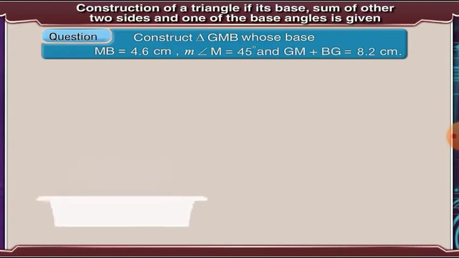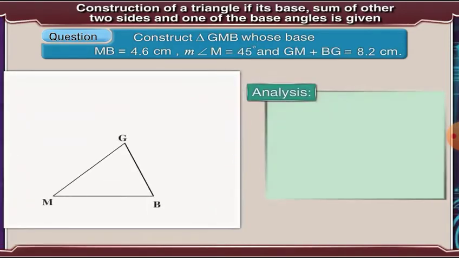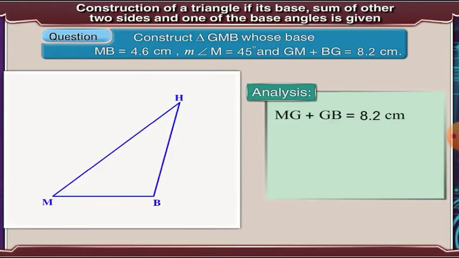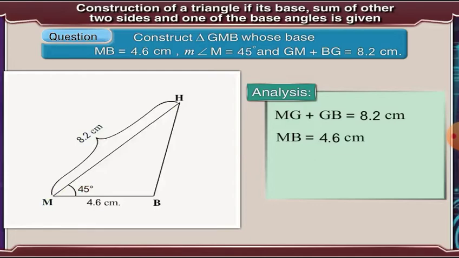Analysis. Since we know only the sum MG plus GB is equal to 8.2 centimeters, we first construct a triangle MHB, where MB is equal to 4.6 centimeters, measure of angle M is equal to 45 degrees, and MH is equal to 8.2 centimeters. We will now have to locate point G, which lies on segment MH, and G is in between M and H.